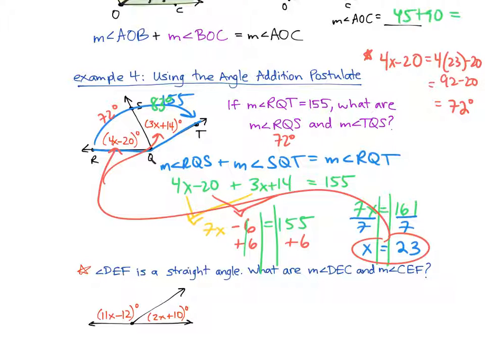Since together this should be 155, let's just do a double check with 3x plus 14, just to make sure we got the right answer. We're going to plug in our 23. 23 times 3 is 69 plus 14, hopefully is 83. Okay, so this is 83. Not too bad, right?